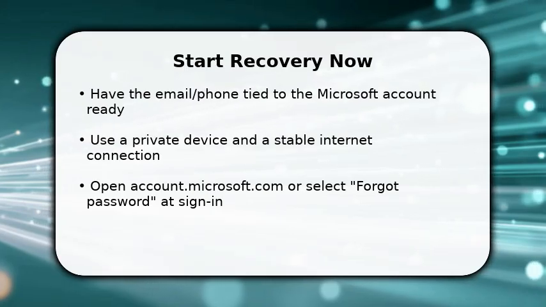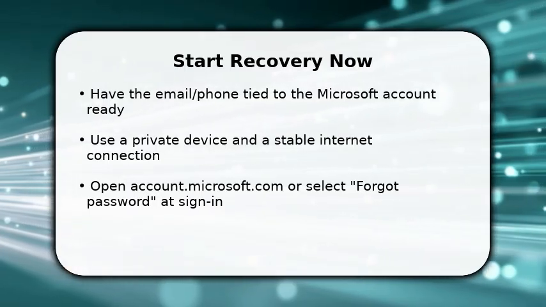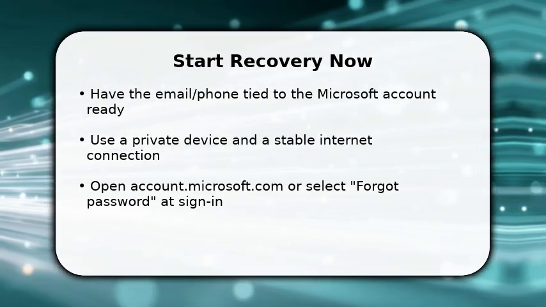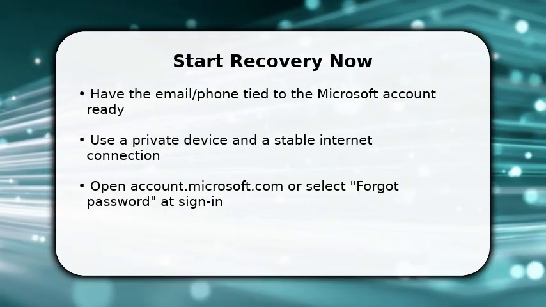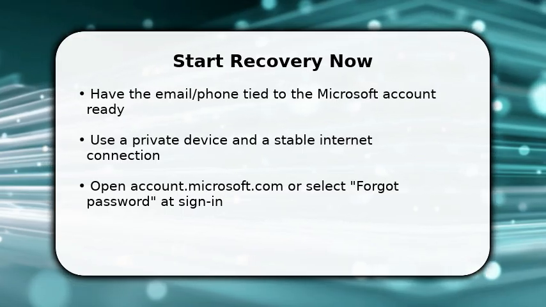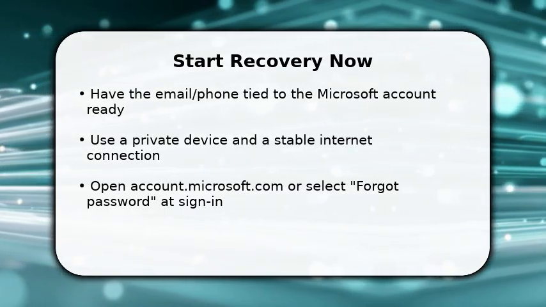You begin by confirming you can access the recovery contact, email or phone, because Microsoft sends verification codes there. Open the Microsoft sign-in page and choose I forgot my password. Enter your account alias and complete the CAPTCHA. This prevents automated attacks. Once done, choose the recovery option that matches the contact you control.